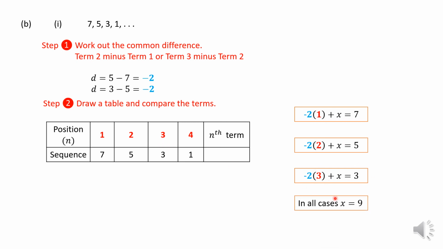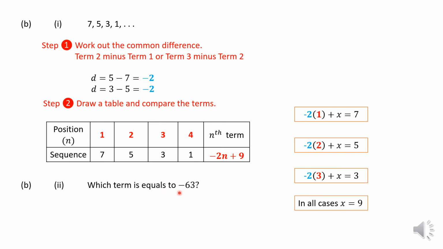In order for me to find that plus what I'm referring to, you will see if you solve for x, every time you're going to get x equals 9. So my formula is negative 2n plus 9, or 9 minus 2n. This is the formula that is going to allow me to answer a question like B Roman 2 here.